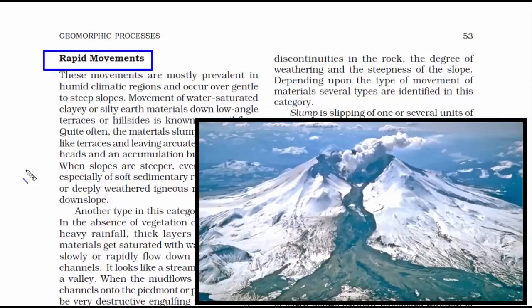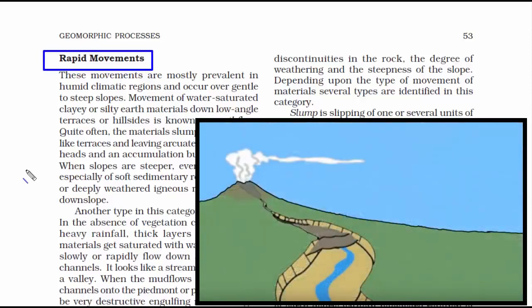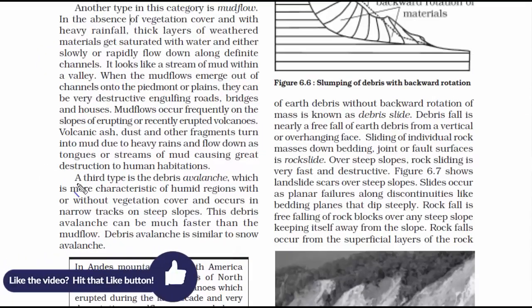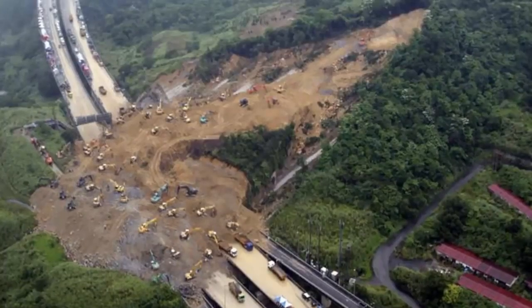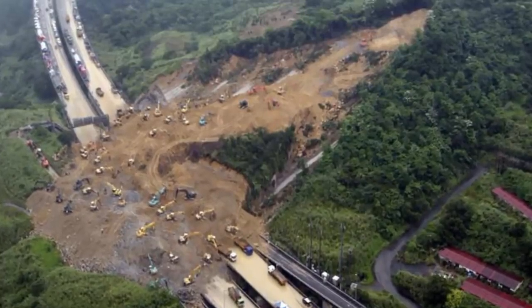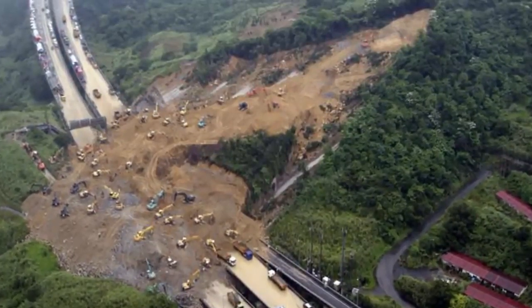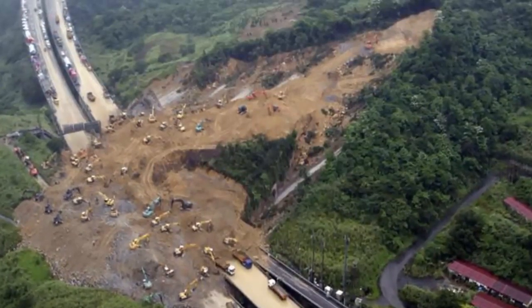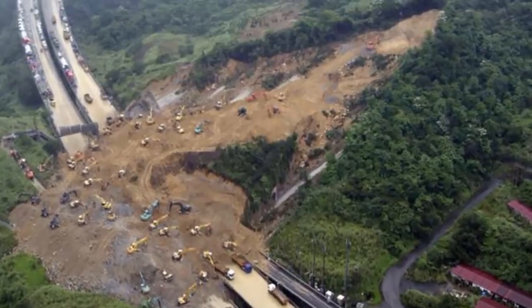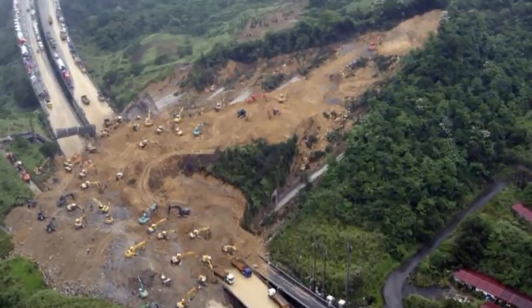Now the same action also occurs in volcanic regions. There also you have conditions like high steep slopes, heavy rain and volcanic ash that takes the place of soil and rock debris. The third type under rapid movements is debris avalanche. They are similar to snow avalanches but occur mostly in humid regions, which is the equatorial region. They also occur mostly in regions where there is less vegetation cover, because trees and plants hold the soil together and lack of it will cause massive erosion. A debris avalanche can be much faster than a mud flow. That is, in a second, a massive chunk of earth material can be displaced.